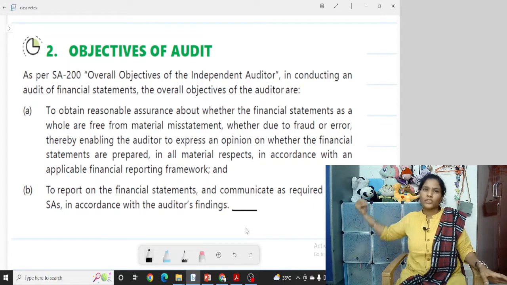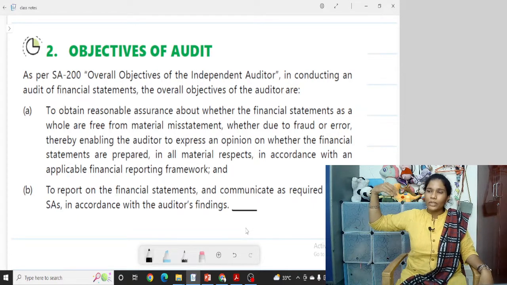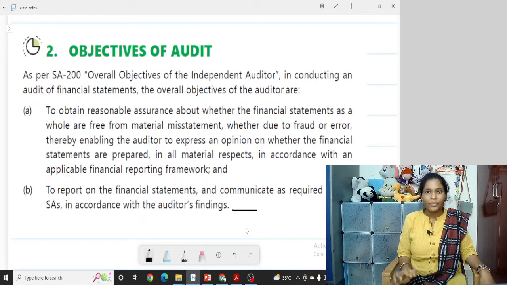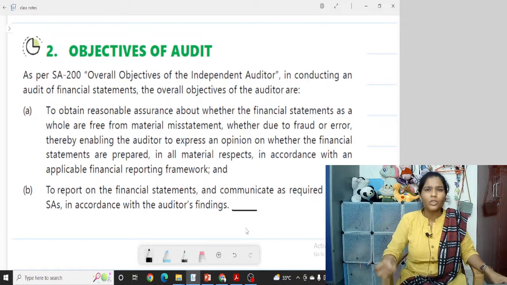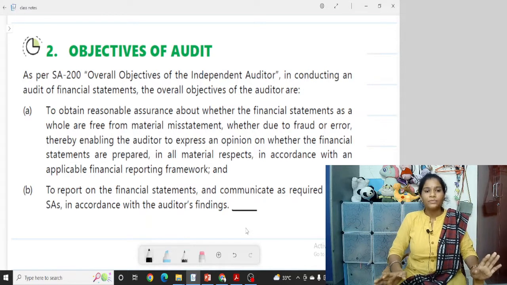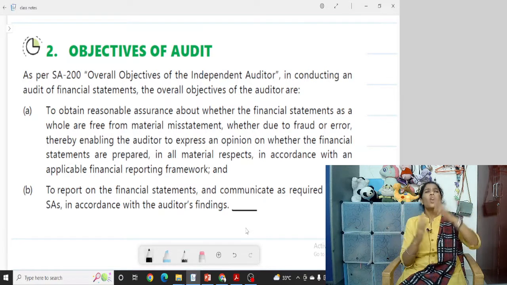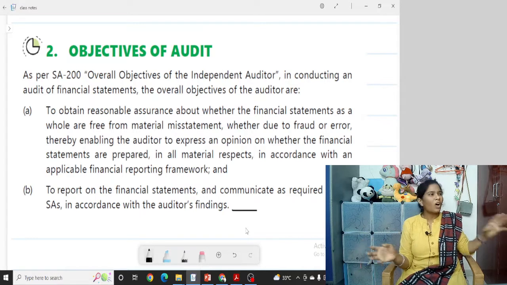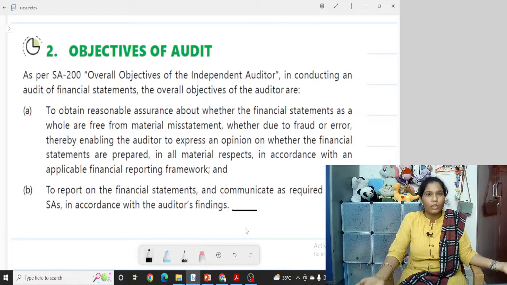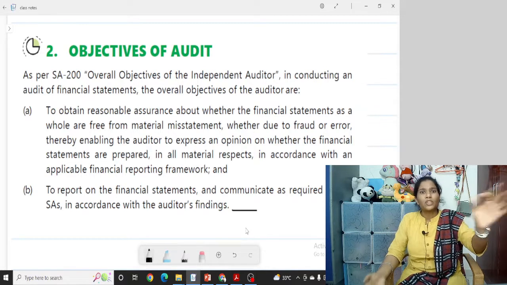You have lots and lots of standards. We'll deal with that later on. But for now remember there is one standard called SA 200. Standards on auditing 200. What does it say to you? That's rule number 1. What do they say? The overall objective. On the whole, what is an auditor or an audit expected to do? The overall objectives of an independent auditor.